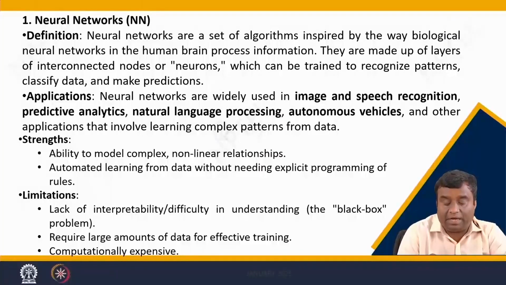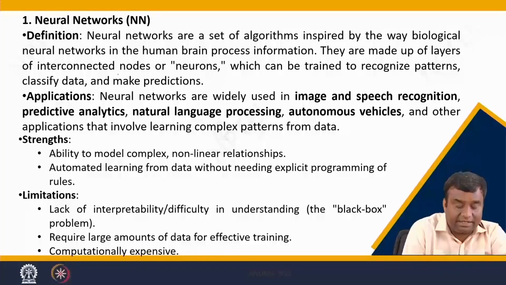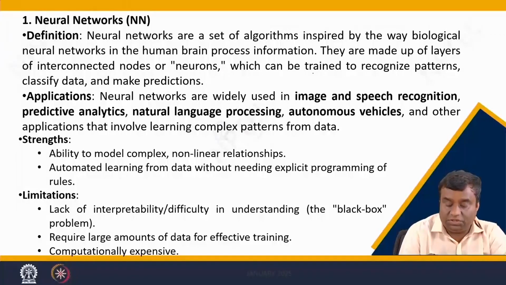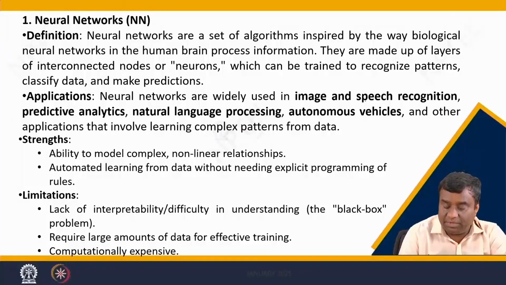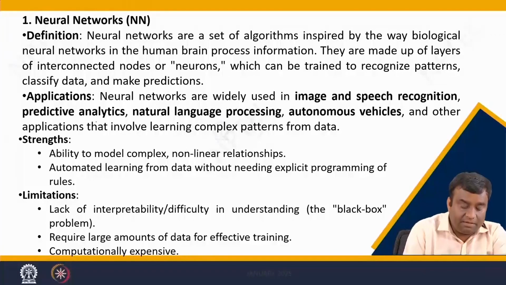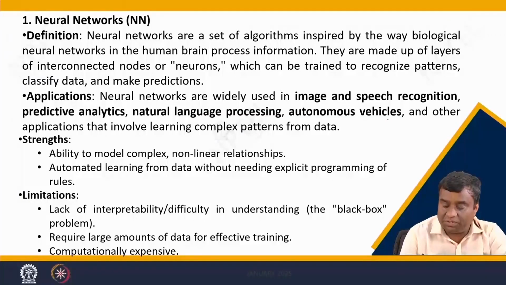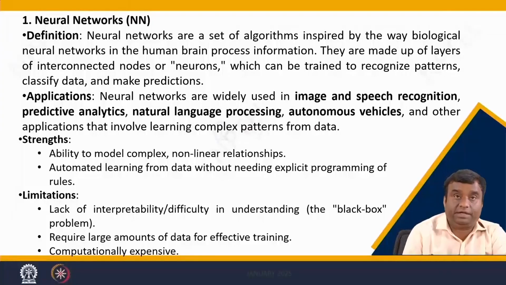Neural networks are a set of algorithms inspired by the way biological neural networks in the human brain process information. They are made up of layers and interconnected nodes or neurons which can be trained to recognize patterns, classify data, and make predictions. Applications. Neural networks are widely used in image and speech recognition, predictive analytics, natural language processing, autonomous vehicles, and other applications that involve learning complex patterns from data.